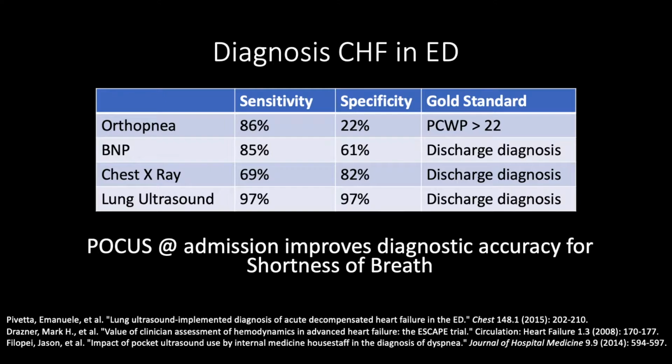So what's happening in this case? How do we diagnose CHF in the emergency department accurately? This patient complained of orthopnea, but the specificity of his orthopnea is terrible. In fact, almost 80% of the time, if a patient like this says they have orthopnea, they do not have pulmonary edema or high pulmonary capillary wedge pressure.